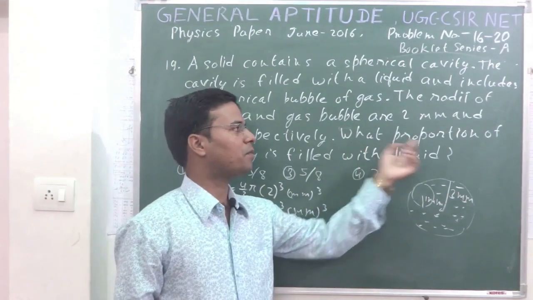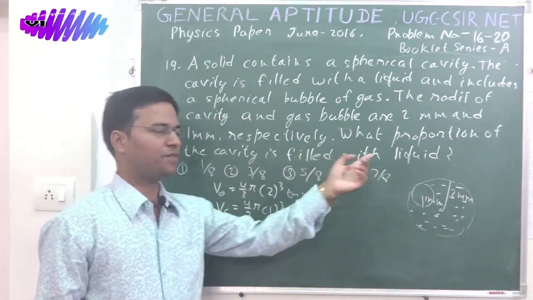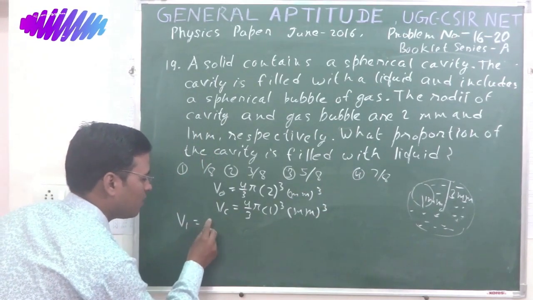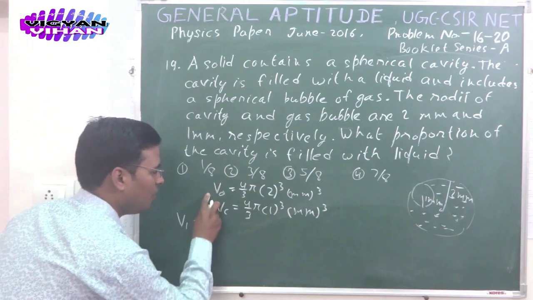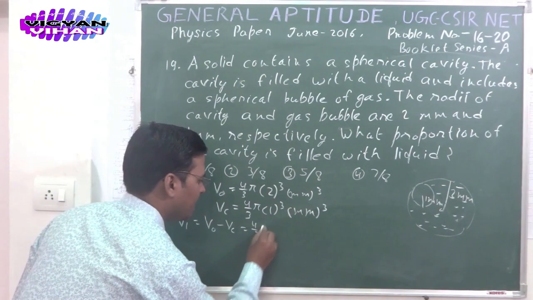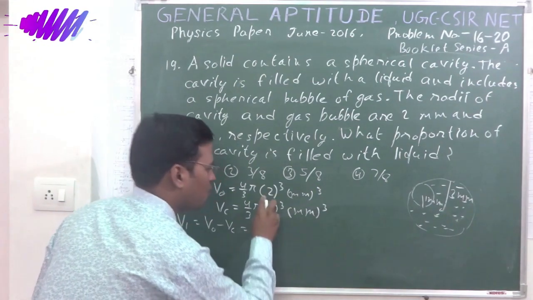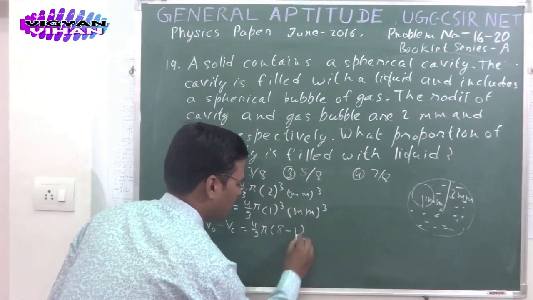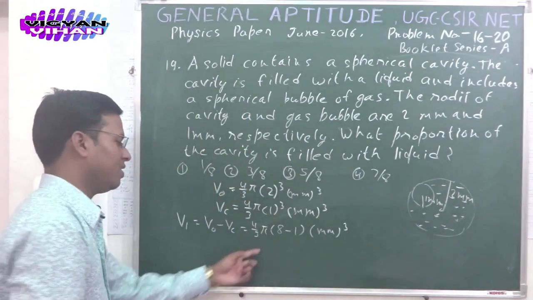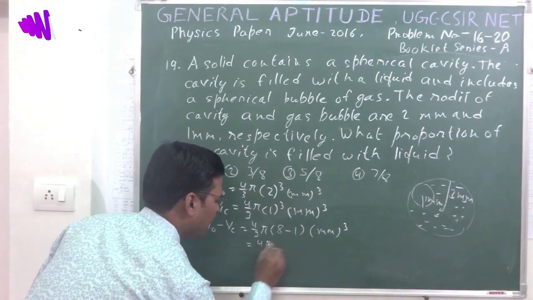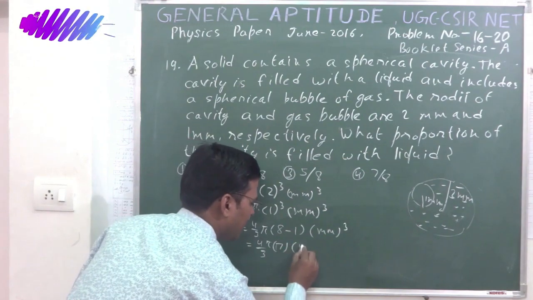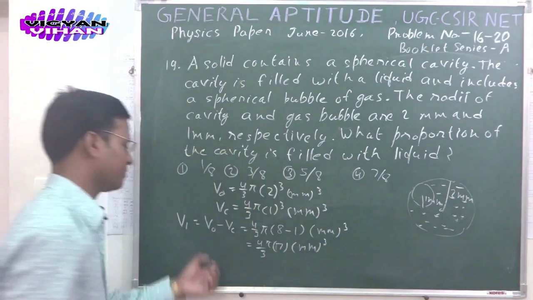The question is asking what proportion of the cavity is filled with liquid. So, liquid volume VL will be calculated using the formula V0 total volume minus the bubble volume. This is now 4 by 3 pi, then 2 cube, that is 8, minus 1 cube. You can write it as 4 pi by 3, then multiply it with 7.